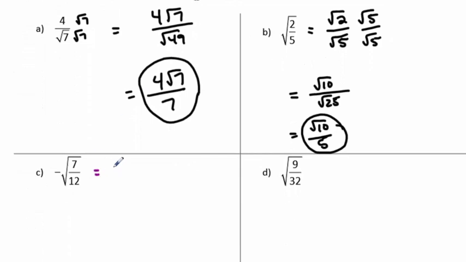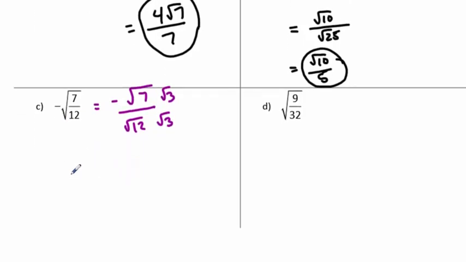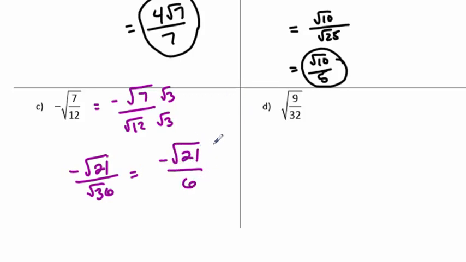Okay. Separate this into negative square root of 7 over square root of 12. Now what's the smallest square root that 12 will go into? 12 will go into 36, which is a perfect square. So we need to multiply top and bottom by the square root of 3. I'm trying to make the bottom a perfect square. So it's going to be square root of 21 over square root of 36. I know what the square root of 36 is, so I can write this as square root of 21 over 6.